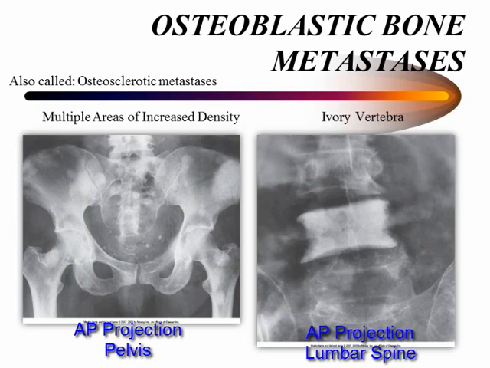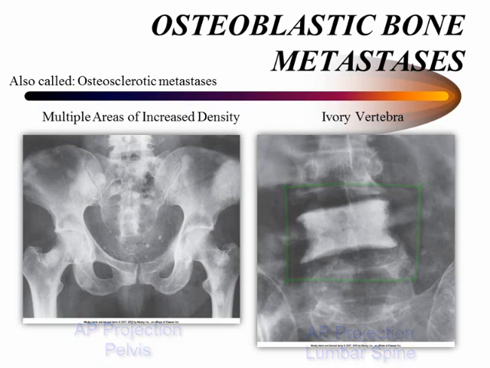On the right, we see an ivory vertebra, which is a situation in which we see increased bone density in only one vertebra. There's diffuse sclerosis of the L4 vertebral body from metastatic carcinoma of the prostate.